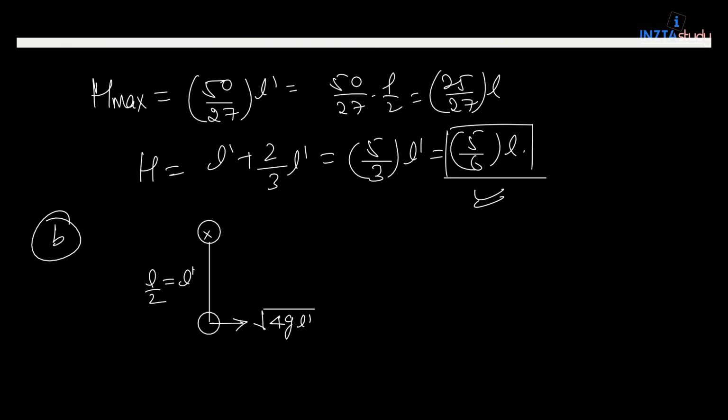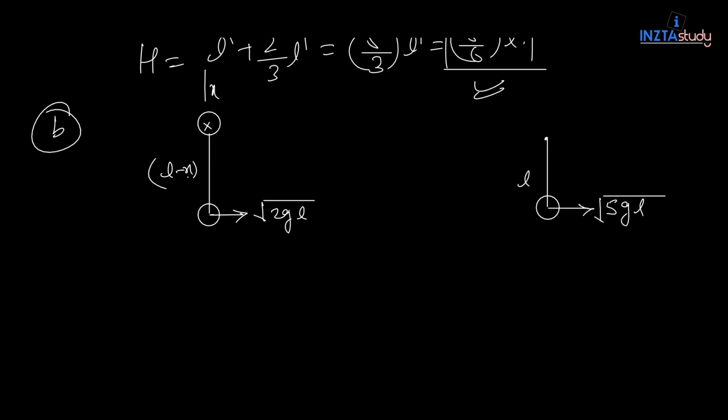Sorry, here it is having a speed of root under 2gL. Suppose the upper part was x, so this will be L minus x. Now we know that if a particle has to make a complete circle, moving with radius L, it should have a minimum speed of root under 5gL.